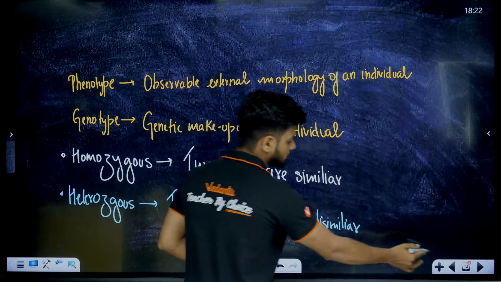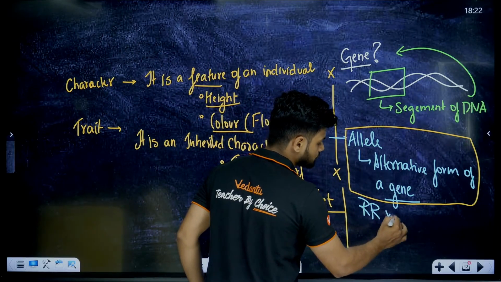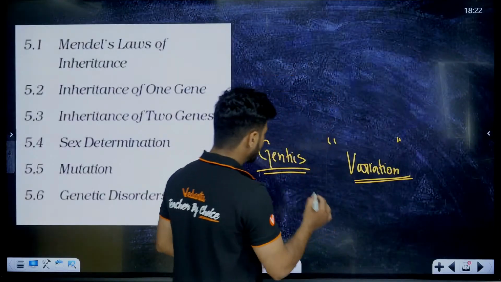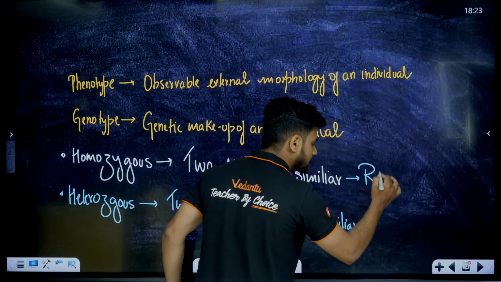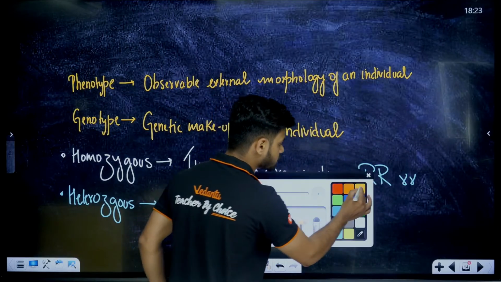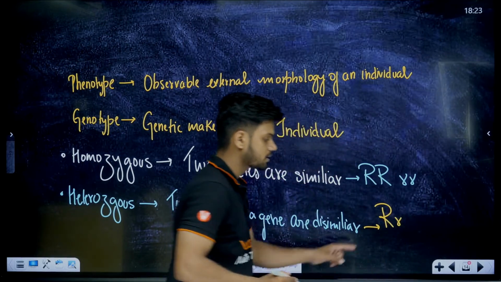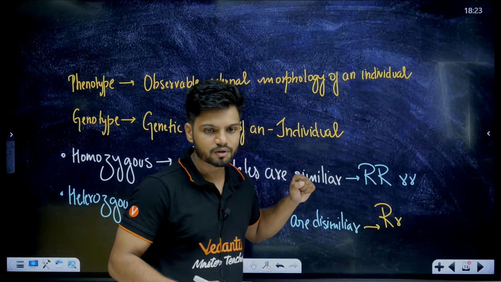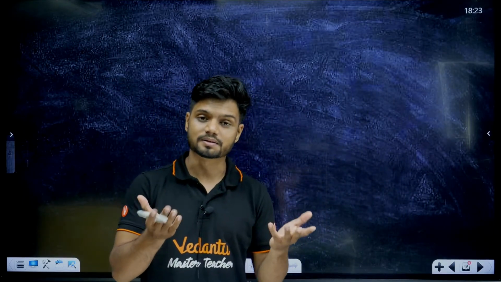I'll give a quick example. Now imagine when we speak about allele, it can be capital R or small r. In the case of homozygous condition, it is going to be capital R capital R, or small r small r. In the case of heterozygous condition, one will be capital R, one will be small r. That is going to be your heterozygous condition. Clear, all of you?